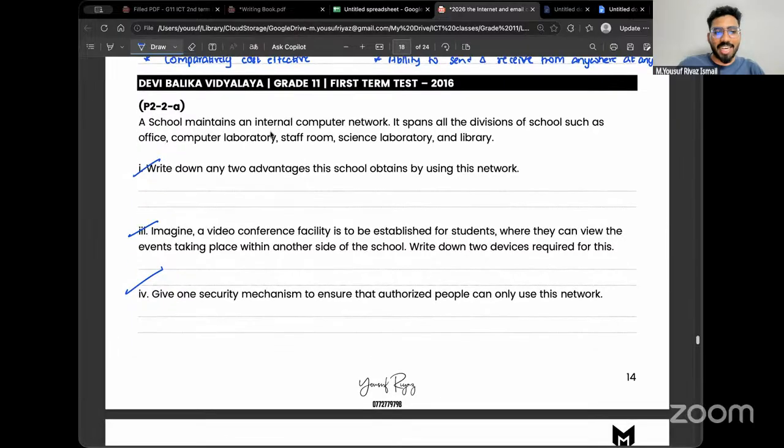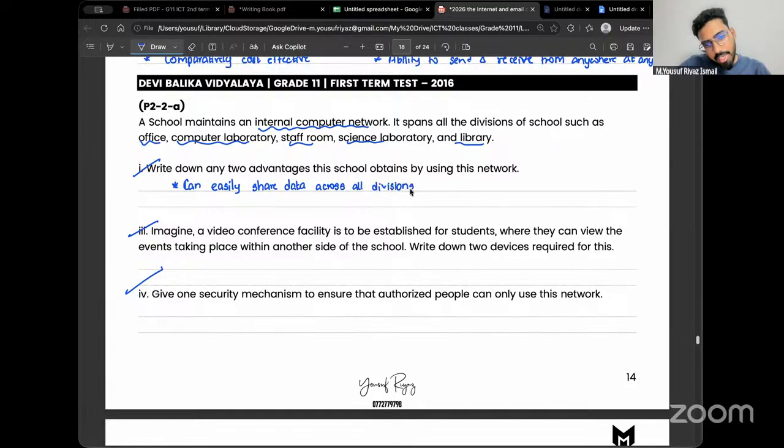A school maintains an internal computer network, and it spans all the divisions of the school such as office, computer lab, staff room, science lab and library. Write down any two advantages this school obtains by using this network. By using a network, you can easily share data across all divisions. So this is one advantage.